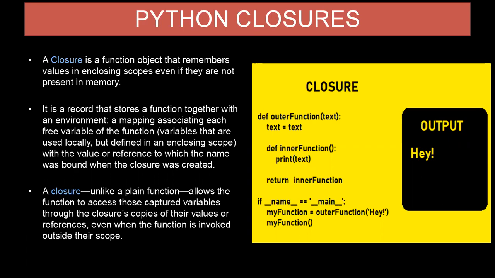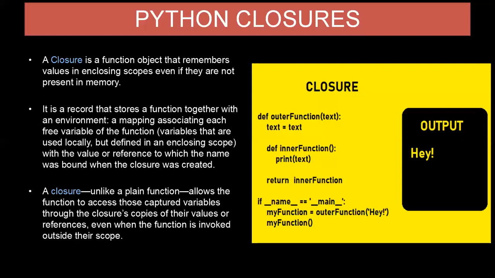So here you can see an example of closure. We have an outer function, and in that function we have some text, and we have an inner function, and in that inner function we are printing that text, and then we are returning the inner function in that outer function. Then we are calling my function. My function is the outer function, but that outer function is returning the inner function. So when my function is called, my function is actually the inner function. I'll explain by using an example, then you will see here.